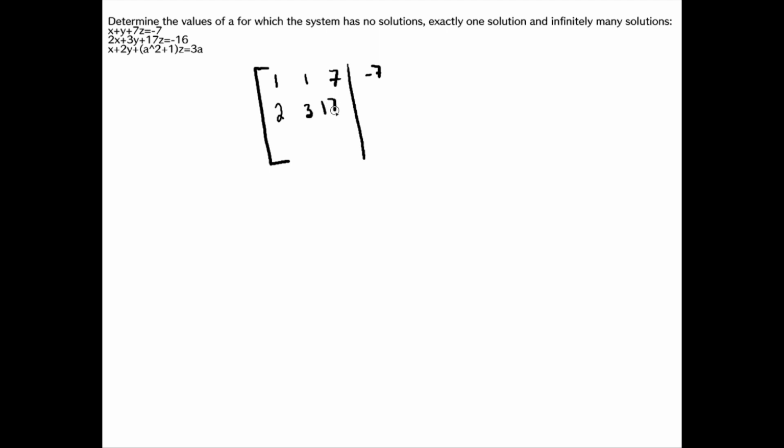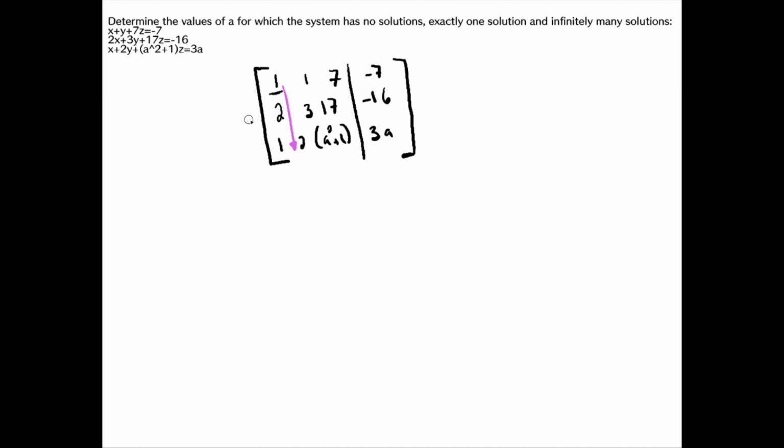3, 17, -16, then 1, 2, a squared plus 1, and we have 3a. So now we're just going to treat this like any other system of linear equations and go ahead with our Gauss-Jordan elimination. So we start here. This is a 1. Now what we're going to do is zero out this entire column, meaning everything under it, and we're going to make it zeros.